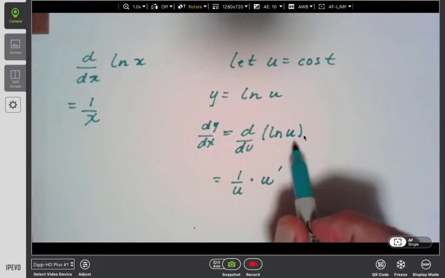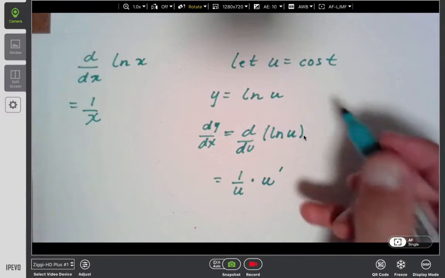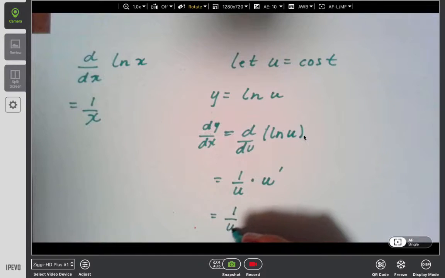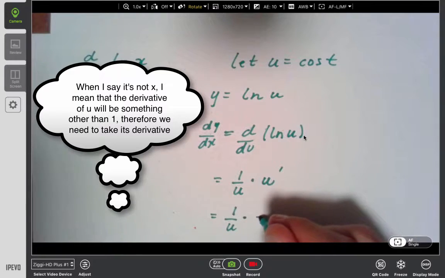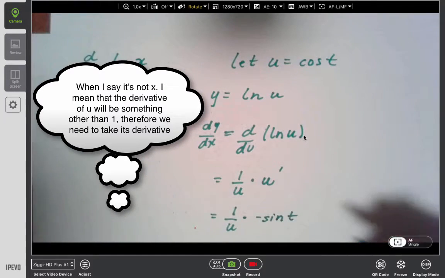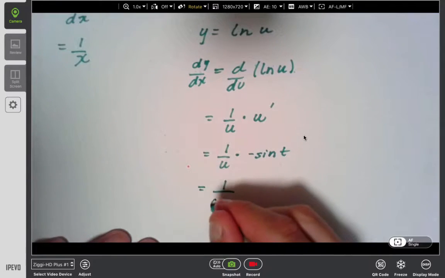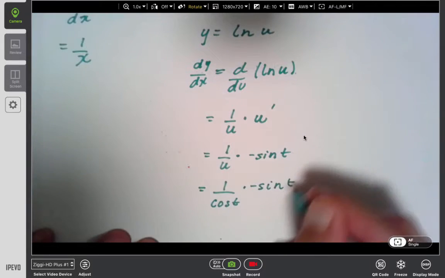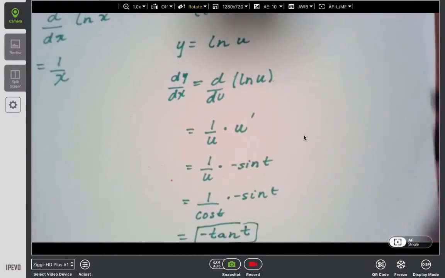Because u is no longer just a single thing. So it's more than one function. It's not just x, it's not linear. So the idea here is I'm going to have 1 over u times the derivative of the inside function, which is cosine t becoming negative sine of t. My u value was cosine t, so I have 1 over cosine t times negative sine t. Well, that's just negative tangent of t. So there's my derivative.